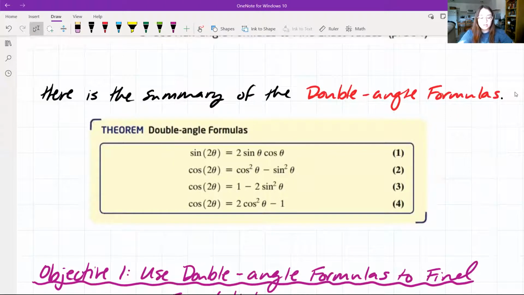So first, I just want to review, here's the summary of the double angle formulas. Sine of 2 theta is equal to 2 sine theta cosine theta. Cosine of 2 theta is equal to cosine squared theta minus sine squared theta. Cosine 2 theta can also be equal to 1 minus 2 sine squared theta. And cosine of 2 theta is also equal to 2 cosine squared theta minus 1. So we have one single formula for sine of 2 theta, but three separate formulas for cosine of 2 theta, which we can choose whichever one is most convenient to us.